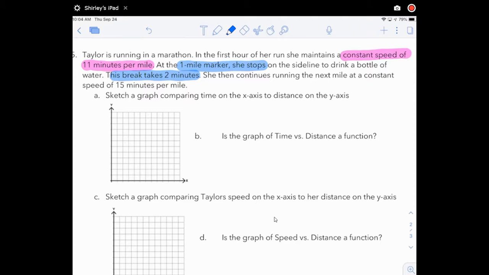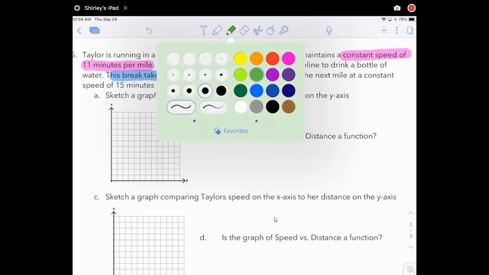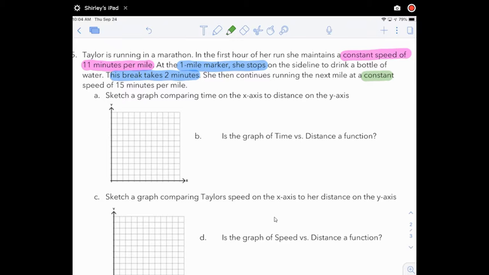She then continues running the next mile at a constant speed of 15 minutes per mile. I'm making sure I'm highlighting that word constant because just like in the car problem, if I'm going at a constant speed, I know that line is going to be nice and straight. So I want to be very precise when I'm drawing these graphs. A says sketch a graph comparing time on the x-axis to distance on the y-axis.